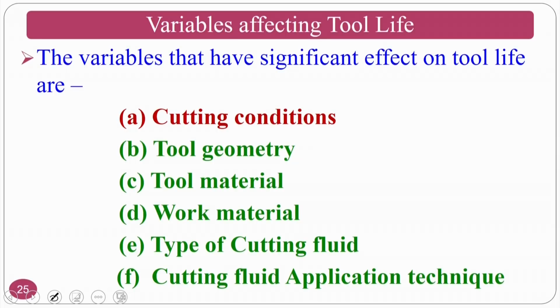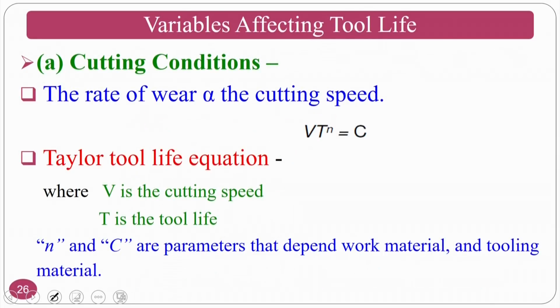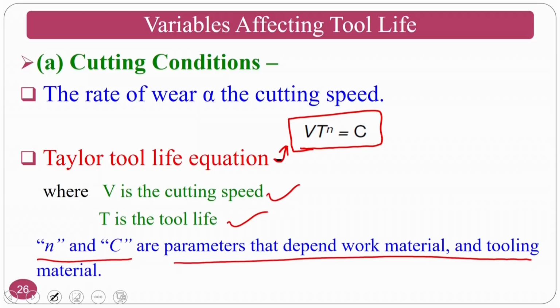Okay. So, the first one which we can see is the cutting conditions. The rate of wear in the cut is proportional to the cutting speed, that is Vt^n = C. This is called the Taylor tool life equation. So, whenever you see this Taylor tool life equation, Vt^n = C, V is the cutting speed, T is the tool life and n and C are constants. Okay. So, V is the cutting speed, as I said, T is the tool life and n and C are parameters that depend on workpiece and tool material.